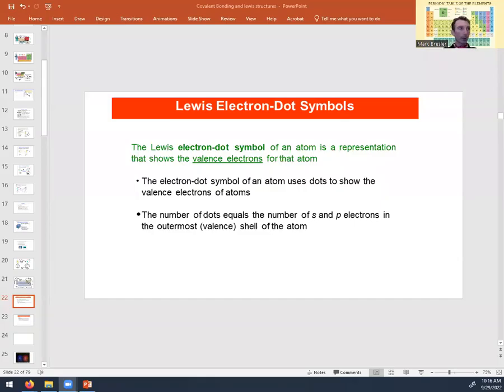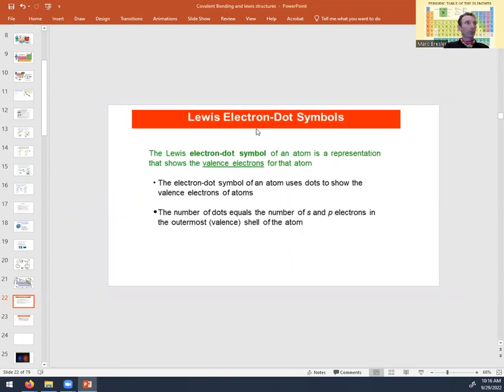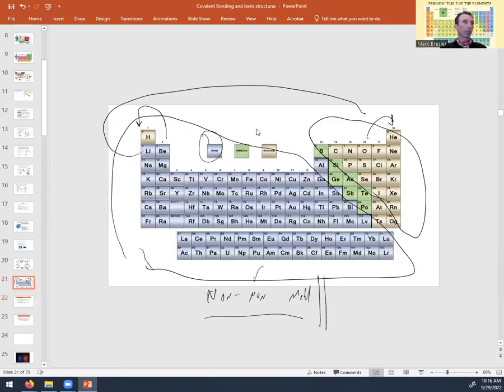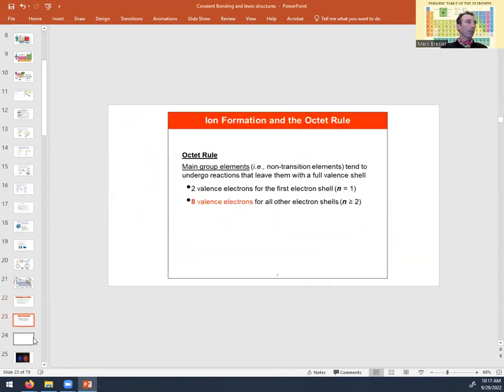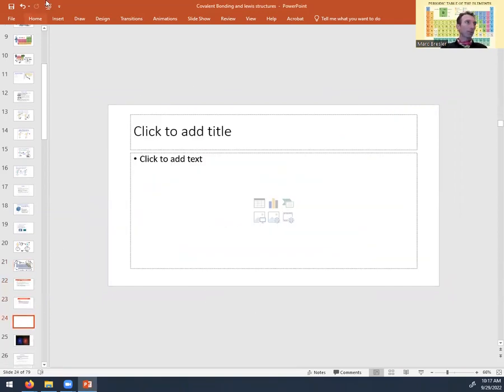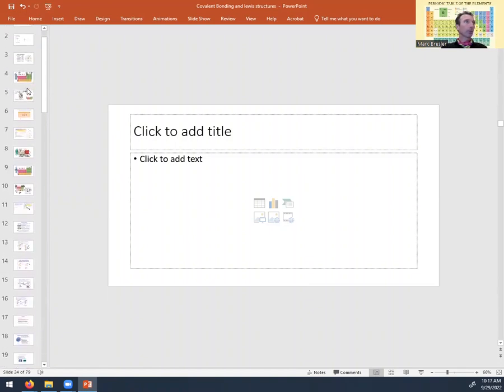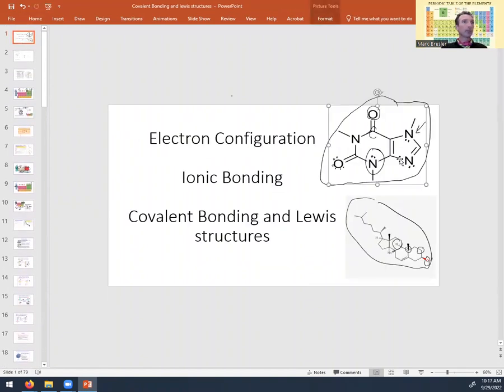Hi, Chem 141. So we just finished up talking about ionic dot structures. That's the segue into Lewis electron dot symbols, and they're good for drawing molecules like caffeine or cholesterol.